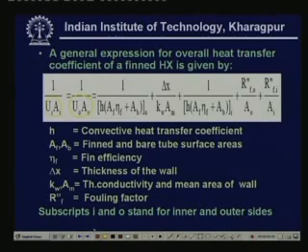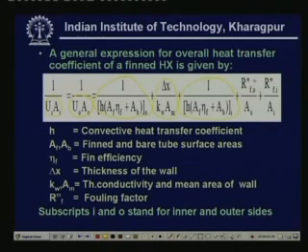For example, the first resistance accounts for the convective resistance of the outer surface. That is why the subscript O is there, of a finned heat exchanger. So this is the convective heat transfer resistance of the outer finned surface, that is resistance 1. Then you have the second resistance. This is nothing but the conductive resistance offered by the wall of the heat exchanger or wall of the condenser. Then the third resistance is the convective resistance offered by the inner finned surface.